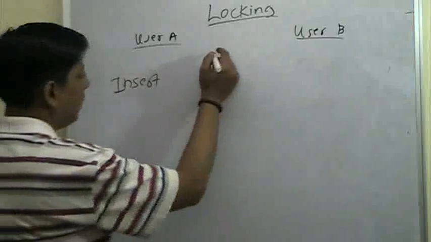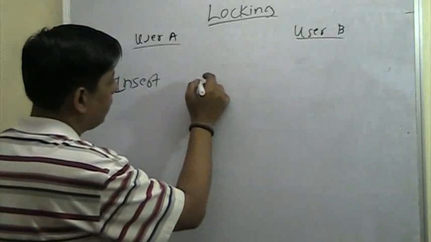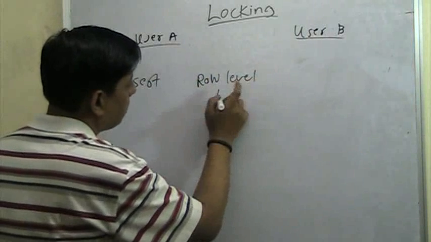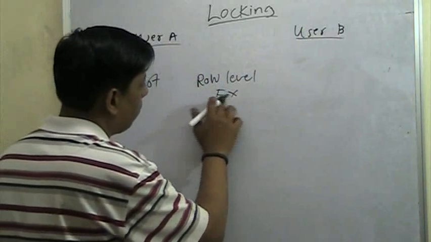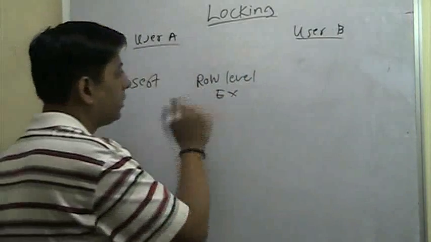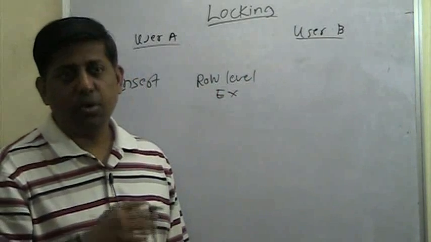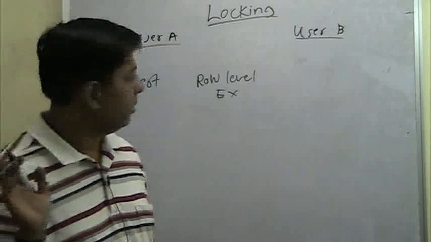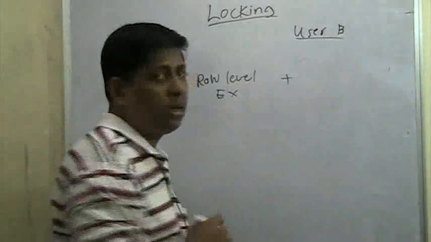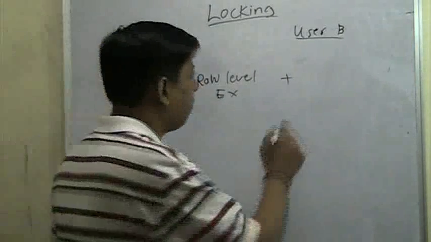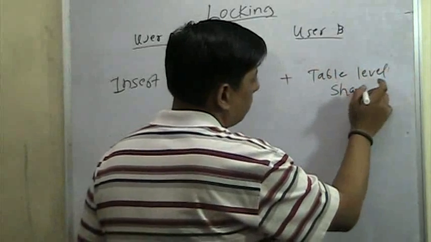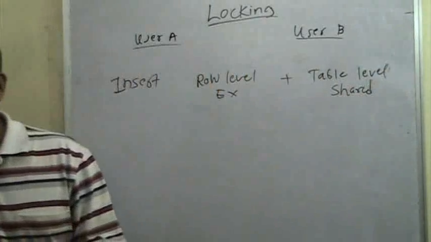what happens actually? Obviously we are inserting a row, so there is a row level exclusive lock. For that row, the row is exclusively locked by that session. Because the row is locked exclusively, nobody else can do anything with that row. So that is the row level exclusive lock. But there is one more lock that is acquired. A table level lock is also acquired. A table level shared lock is acquired.